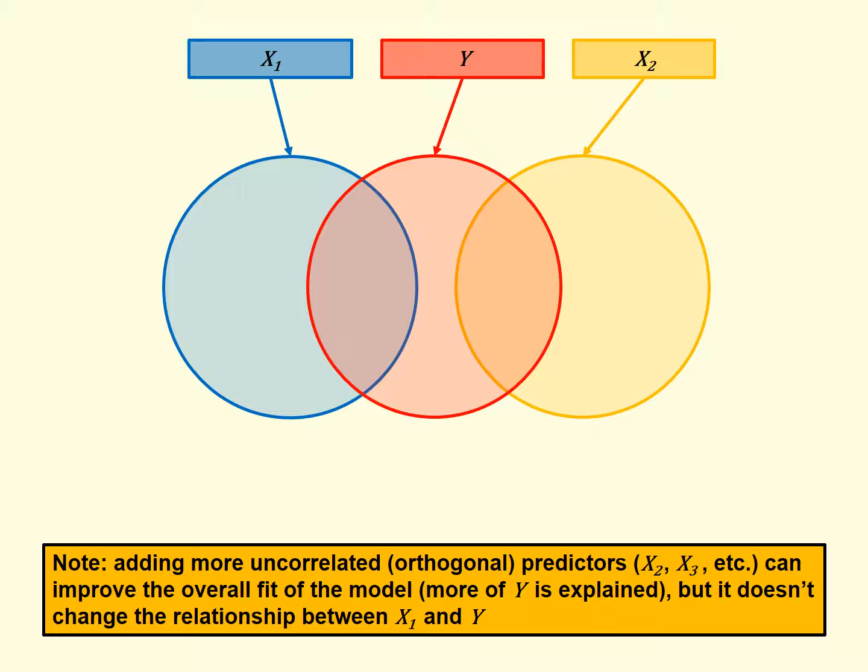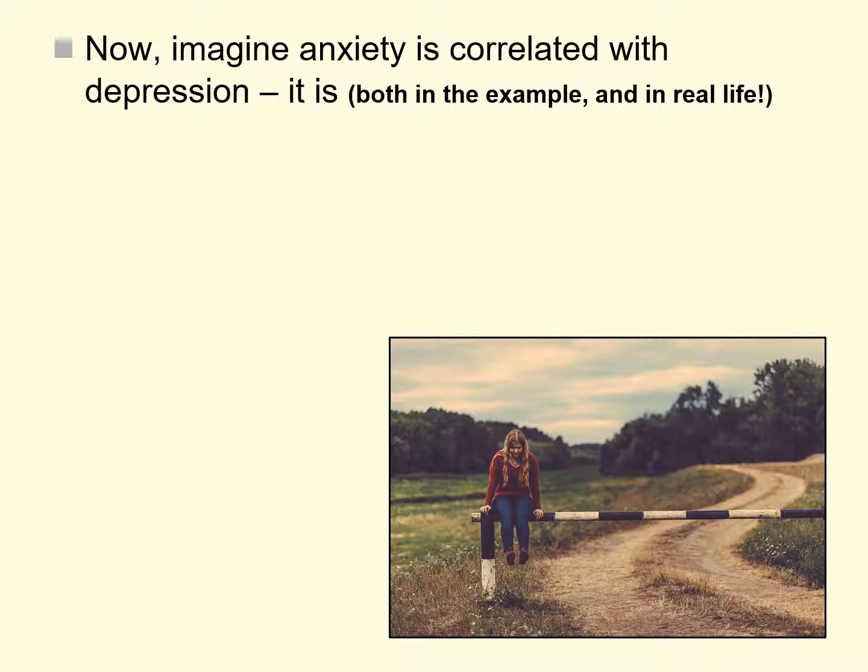Now, if they are overlapping with each other, we have a situation, potentially, like what we've been talking about in this lecture, of suppression. And with that in mind, let's imagine that anxiety is correlated with depression, which it is both in this example now, this version of the data that I'm going to talk about, and of course in real life. These two mood states, or the formal diagnoses that sometimes go along with them, do tend to be co-occurring.